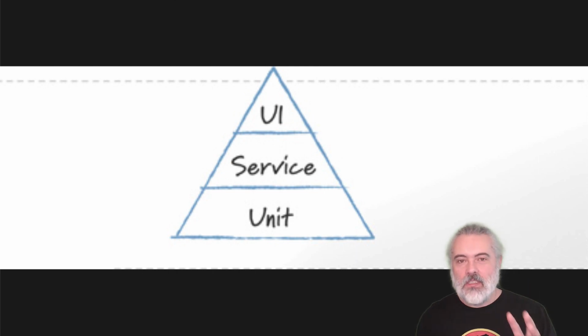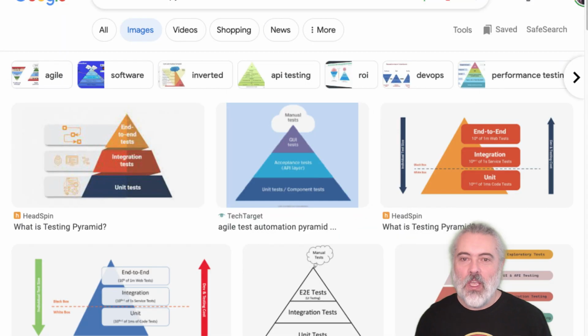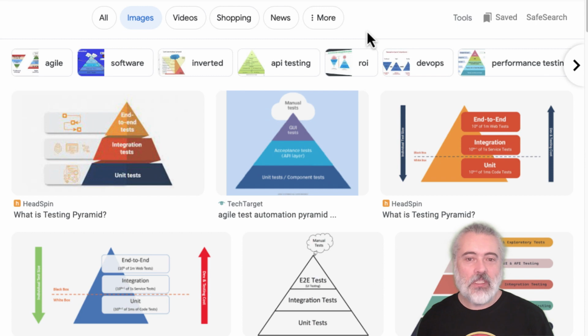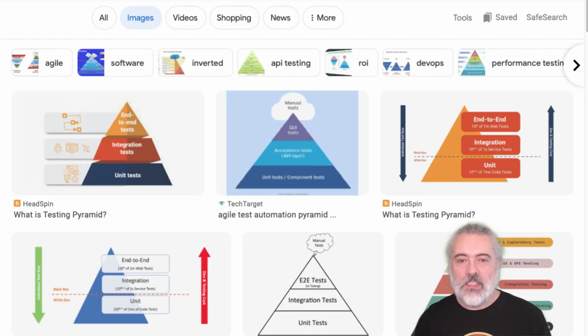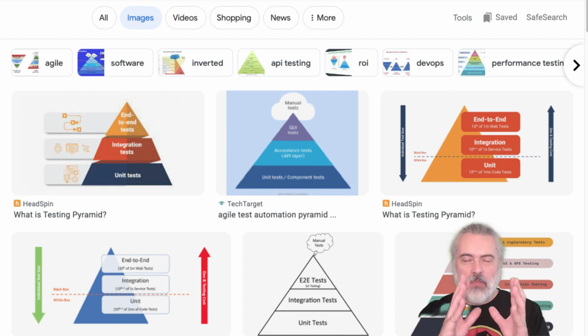So over the years, I have not liked this model because it was not this model that I was being exposed to. What I was being exposed to were all the different variations that people had created for test automation pyramid. So this model by Mike Cohn has UI, service level automating, and unit level automating. All the variants I've seen are end-to-end tests, integration tests, unit tests; manual tests on top of UI tests, acceptance tests, and unit tests; end-to-end, integration, unit.